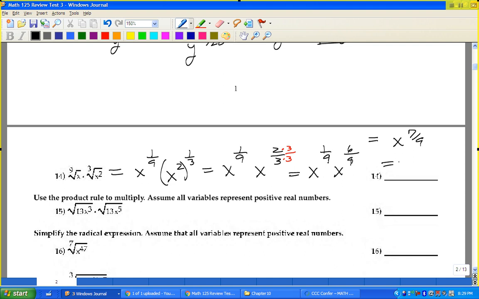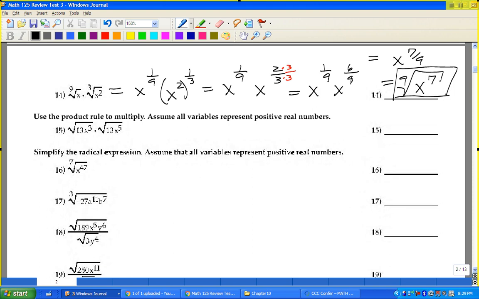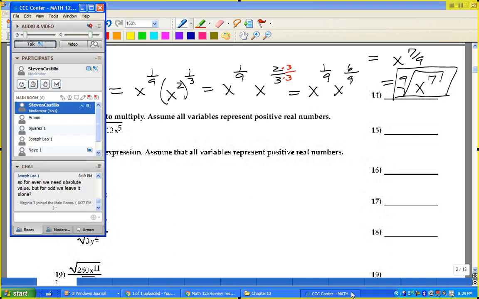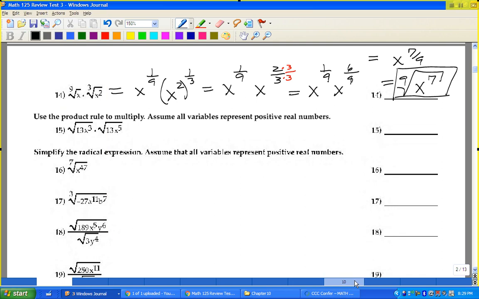And so let's write this in radical notation. So this is the 9th root of x to the 7. And that is your answer. Any questions about that? Let me do problem number 15.